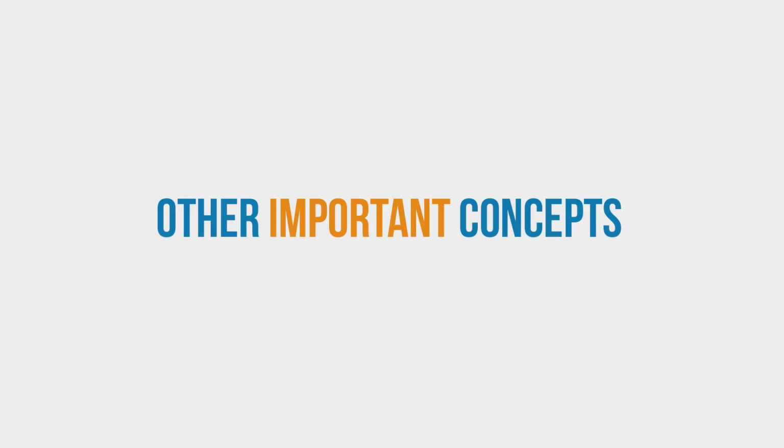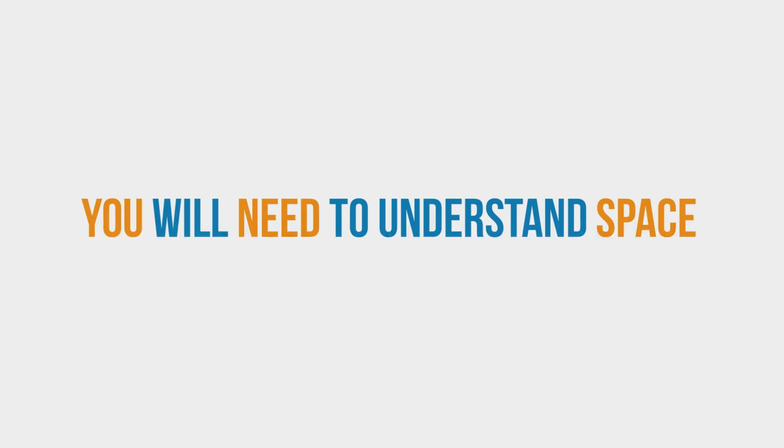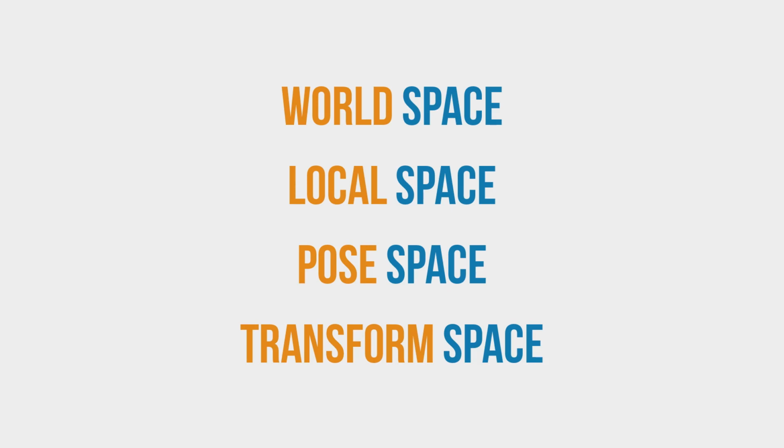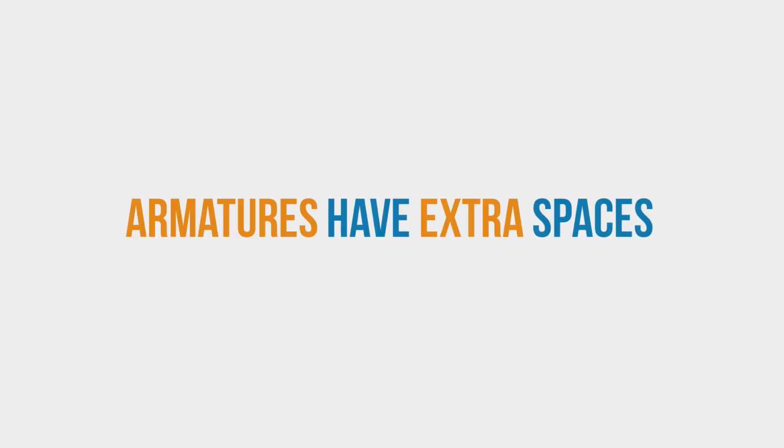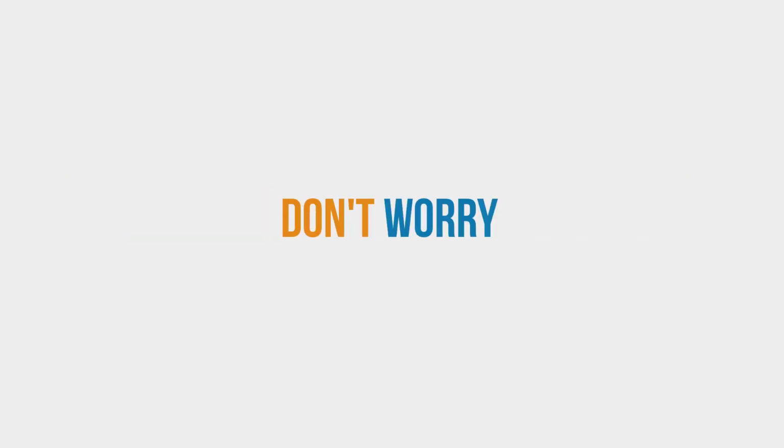Now for some other important concepts. You will need to understand space. I'm not talking about the galaxy, I'm talking about world space, local space, pose space, and transform space. It sounds really confusing, but these are all just coordinate systems that have different reference points. You also may have learnt a little bit about different spaces before in some of the other courses, but armatures have extra spaces. But don't worry, this sounds more complicated than it is, and there'll be more on this later.